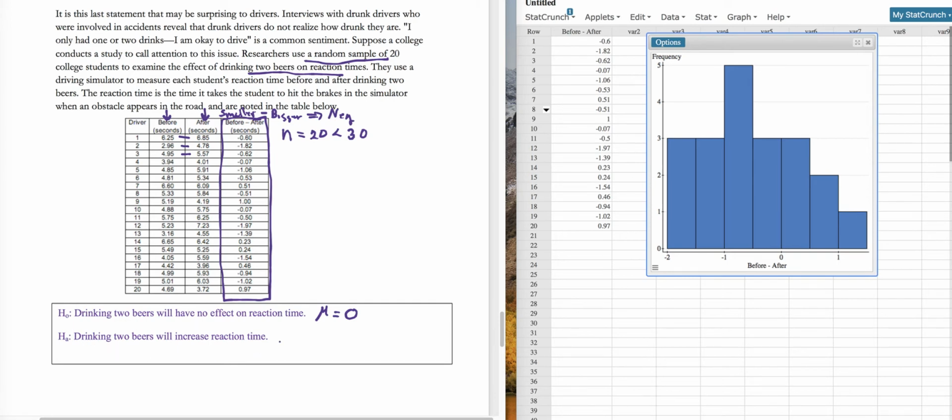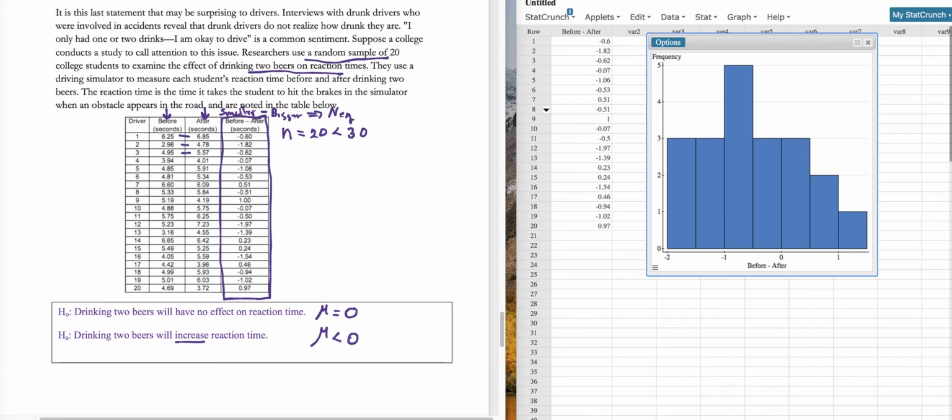For our alternate, if drinking 2 beers will increase reaction time, we need to be careful here. An increase in reaction time means that these differences have a smaller number minus a bigger number, which then produces a negative number. So our alternate hypothesis is actually that mu would be less than 0.